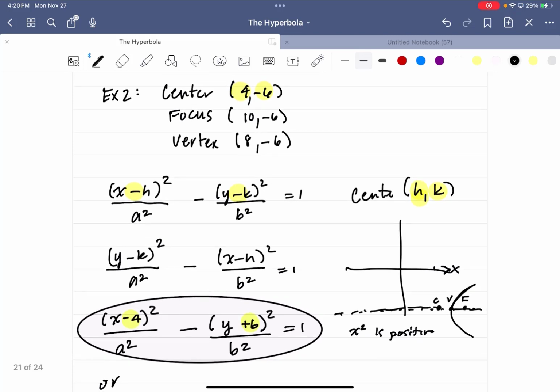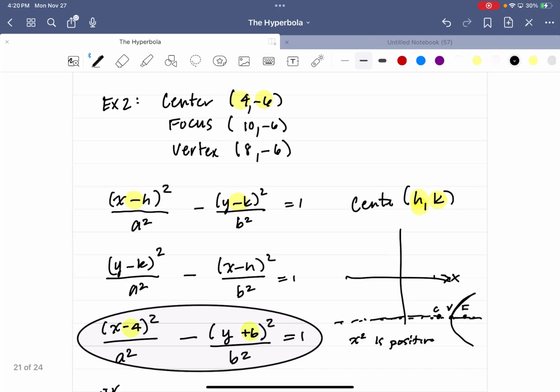Now remember, for the focus, c squared equals a squared plus b squared. Now this minus 6 is this line right here, y is minus 6. So it's going to be this first coordinate that gives us the c of our focus. So that's going to be 10 squared. This is going to be our c of our focus.